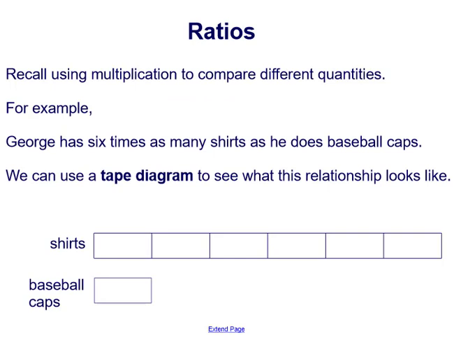Recall using multiplication to compare different quantities. For example, George has 6 times as many shirts as he does baseball caps. So that's multiplication. We have this relationship of 6 times as many. We can use a tape diagram to see what this relationship looks like. If we have 1 baseball cap, 6 times as many shirts would be 1, 2, 3, 4, 5, 6 shirts.